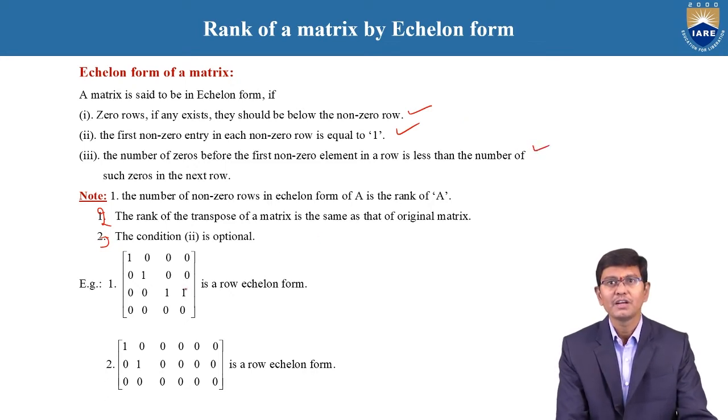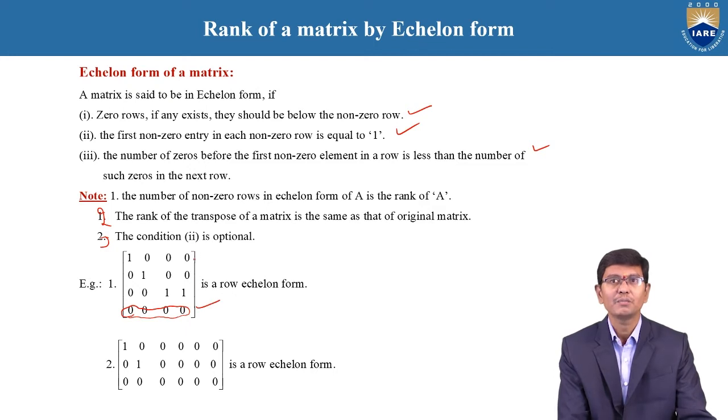For example, observe these two examples. The first matrix A is a 4 by 4 matrix. The rows are 1 0 0 0, 0 1 0 0, 0 0 1 1, and the last row is 0 0 0 0. It clearly satisfies the row echelon form. Why? Because the first condition is clearly satisfied: the zero row is available, and it is written in the last row.